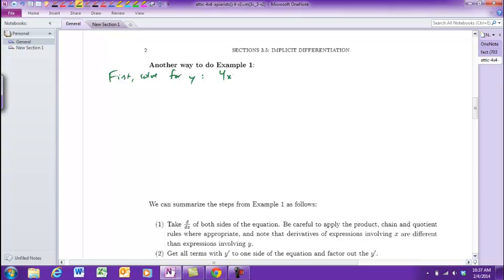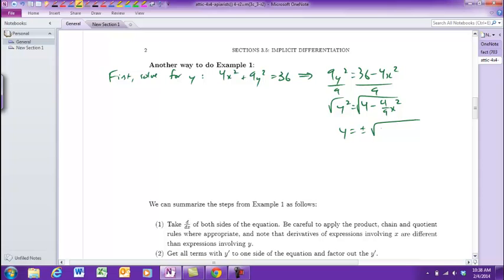So our 4x squared plus 9y squared equals 36. I can subtract the 4x squared to the other side, and then divide by 9. This gives me y squared equals, let's see, 4 minus 4 over 9 x squared. And then I take the square root of both sides, and I get y equals plus or minus the square root of 4 minus 4 over 9 x squared.